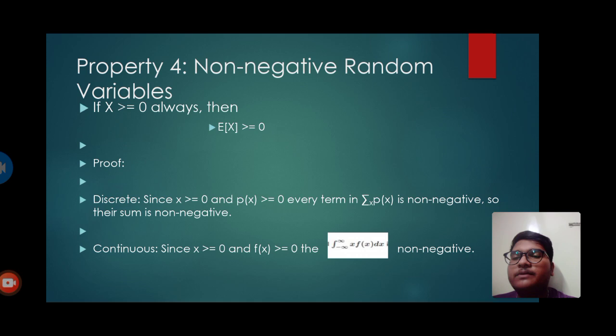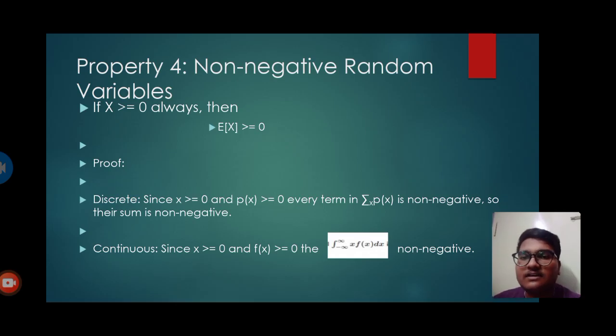Next property. Property 4, non-negative random variables. If capital X is greater than or equal to 0 always, then expectation of x is also greater than or equal to 0. Proof. In the discrete case, since x is greater than or equal to 0 and p of x is greater than or equal to 0, every term in the summation of x into p of x is non-negative, so their sum is non-negative. Continuous: since x is greater than or equal to 0 and f of x is greater than or equal to 0, the integral from minus infinity to infinity of x into f of x dx is non-negative. Here this case shows that property 4, expectation of x, is greater than or equal to 0.